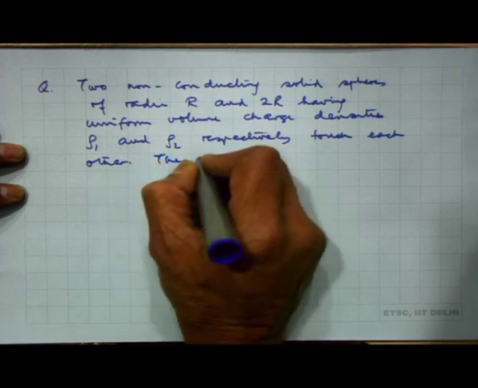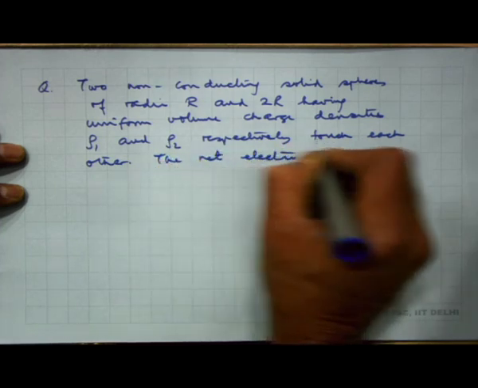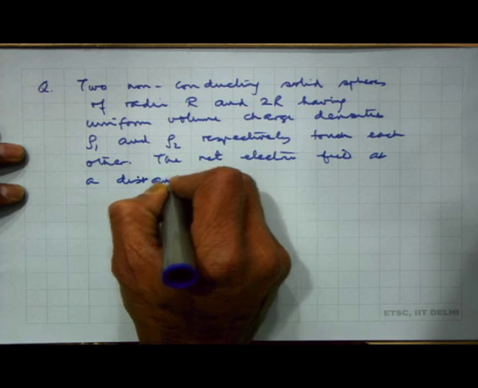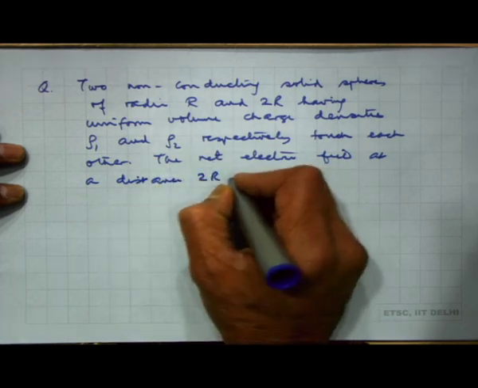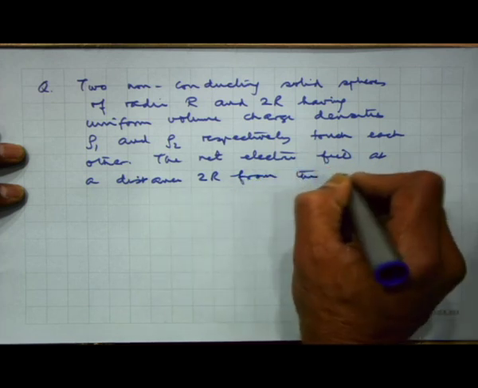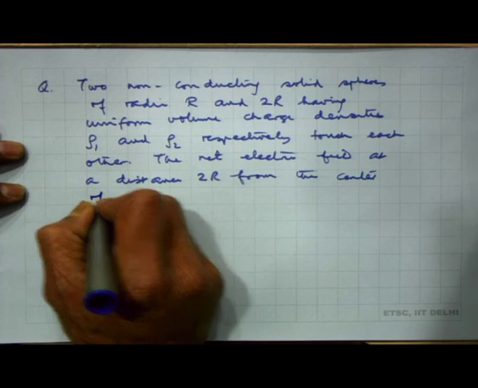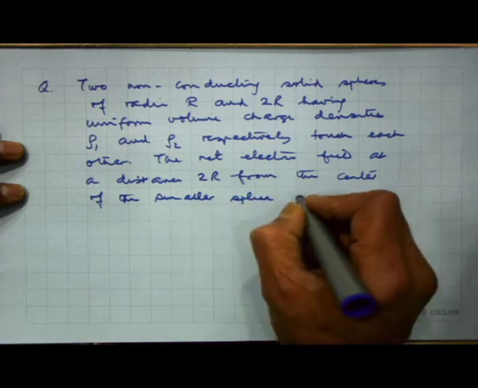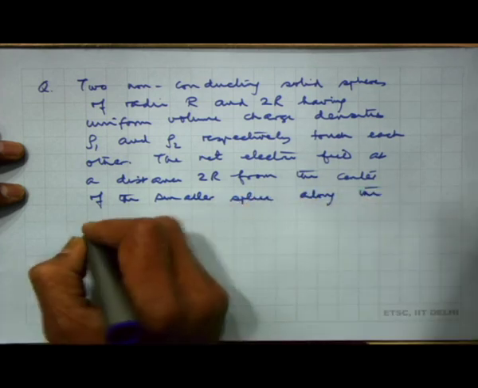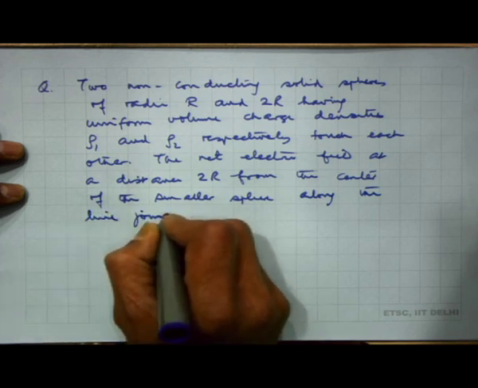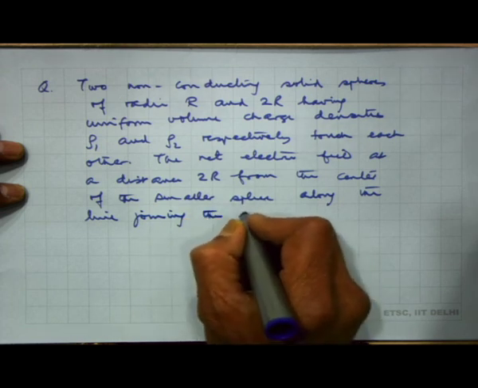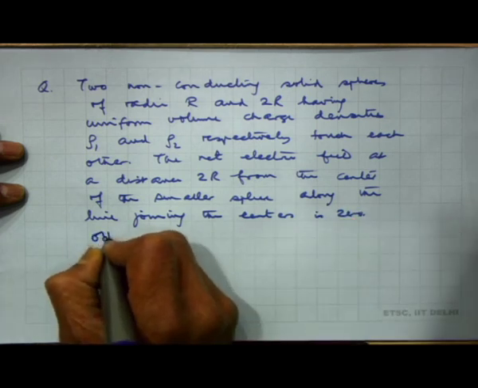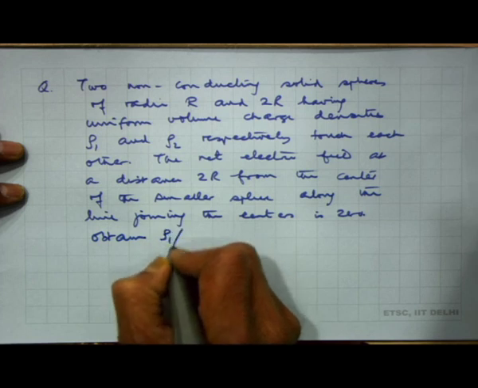The net electric field at a distance 2r from the center of the smaller sphere along the line joining the centers is 0. Obtain rho 1 by rho 2.